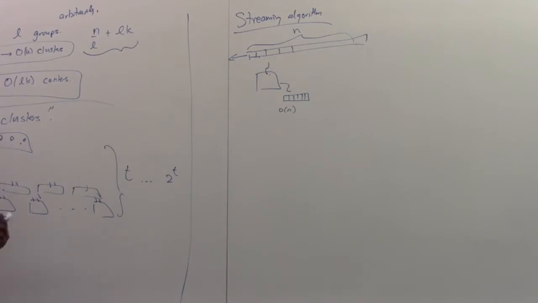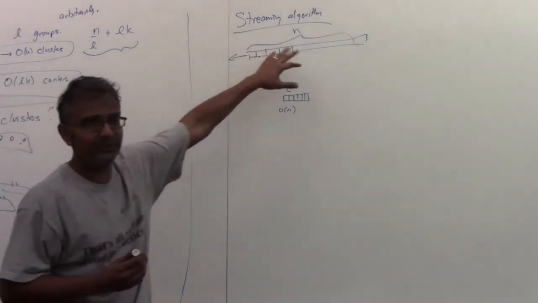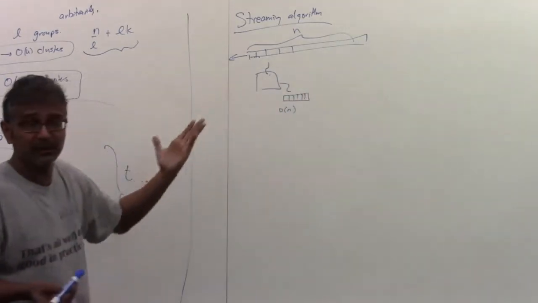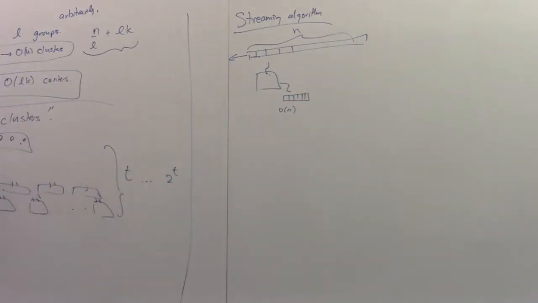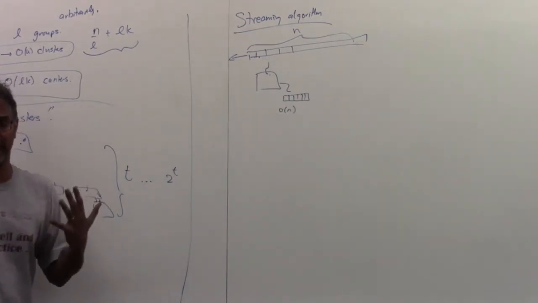But even though it can't remember stuff, you hope that it can remember enough information about the data so that it can do something with it. And the reason why this model is interesting here is because it's become a very powerful and successful model in thinking about how to deal with lots of data.